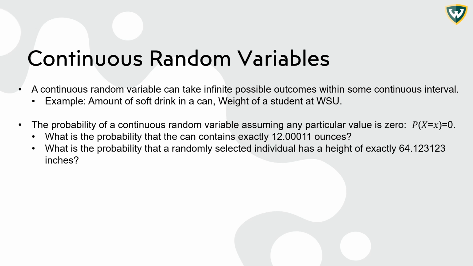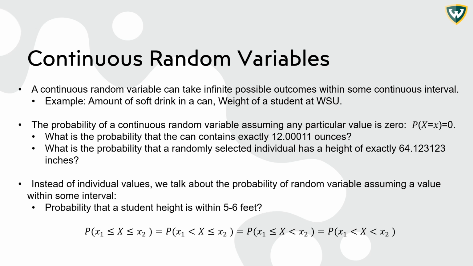One important aspect of continuous random variables is that the probability of the variable taking any specific value is 0. For instance, the probability that a can contains exactly 12.00011 ounces, or that a randomly selected student has a height of exactly 64.123123 inches is 0. This is because the set of possible outcomes is infinite, and the probability of landing on one exact value within that infinite set is infinitesimally small. Instead of calculating the probability of a random variable taking a particular value, we often focus on the probability that the variable falls within a specific range or interval.